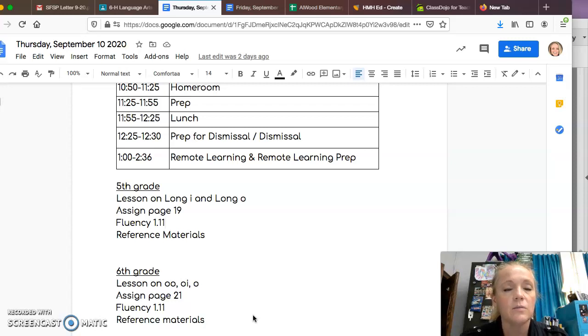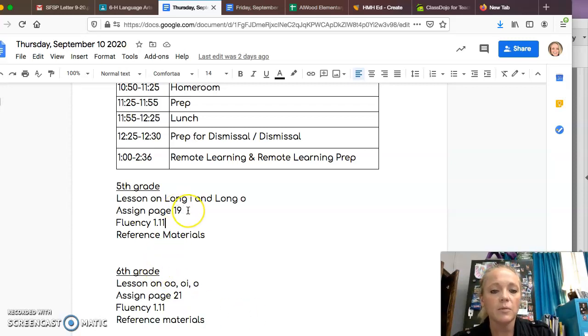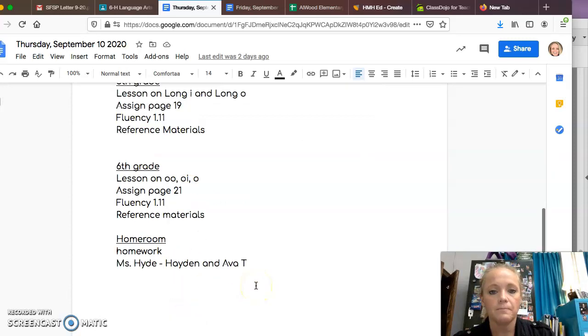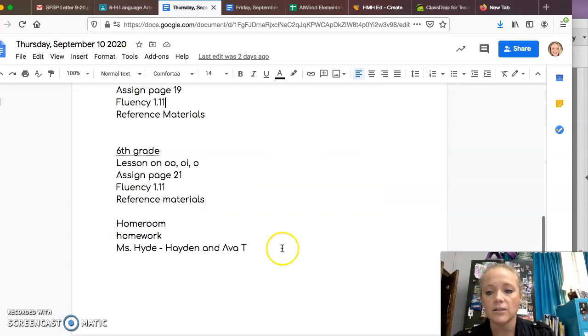And you also need to make sure you read for 20 minutes every single night for homework. And then make sure you have already done page 19. Some of you have not turned it in. And page 21. And I think that should do it for today.